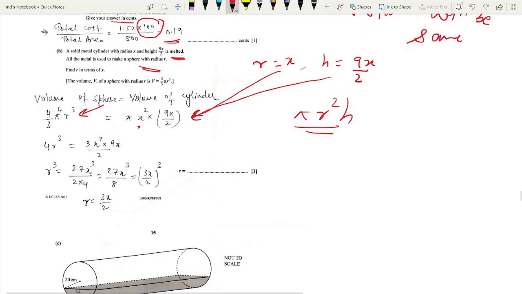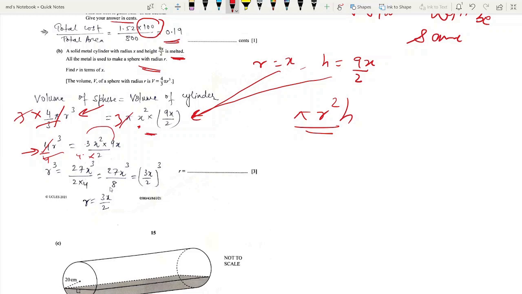Okay, so this is 4 over 3 pi r cube equals pi r square h. Pi and pi we can cancel, right? And we can multiply by 3 on both sides, so this 3 and this 3 get cancelled. We get 4r cube, which you can check, equals 3x square times 9x over 2, right, from here. And you can divide by 4 here as well as here. 4 and 4 cancel. We get r cube equals 3 times 9 is 27, and x times x will be x squared, times x will be x cube, and 4 times 2 is 8.